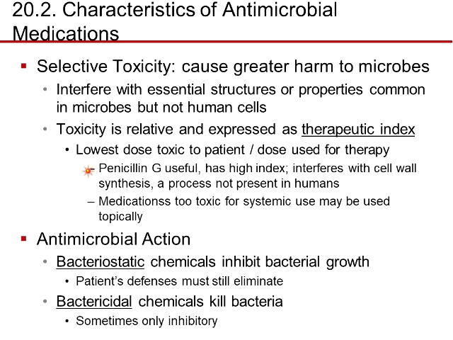Penicillin G has a high index. It interferes with cell wall synthesis of microbes, but it's a process that does not affect humans. Medications too toxic for systemic use may be used topically. One of those is bacitracin. Bacitracin is a common antimicrobial used in topical ointments, but it's very toxic to the body internally.